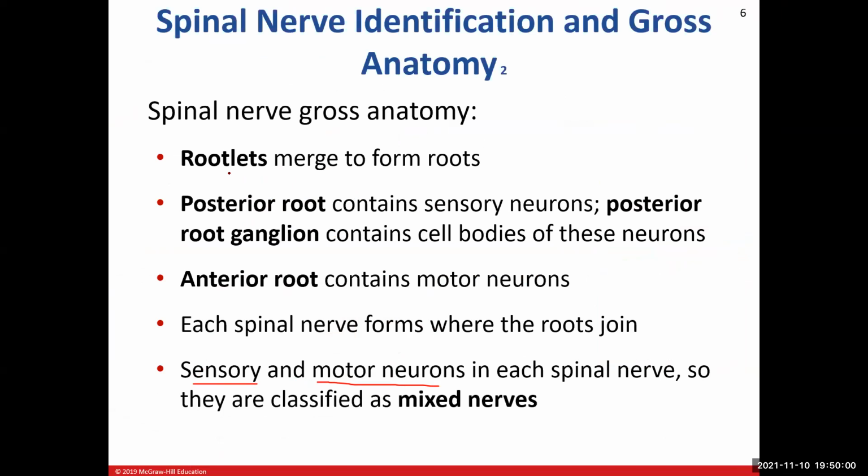All right. So the rootlets immediately emerge or come off of the spinal cord itself, right? And these individual rootlets will form our roots. All right, so the posterior root is in the back portion of the spinal cord. The anterior root is going to be in the anterior portion. Sensory neurons only in the posterior root, motor neurons only in the anterior root. And then we'll see where the posterior and the anterior root come together. Then we get our spinal nerve.